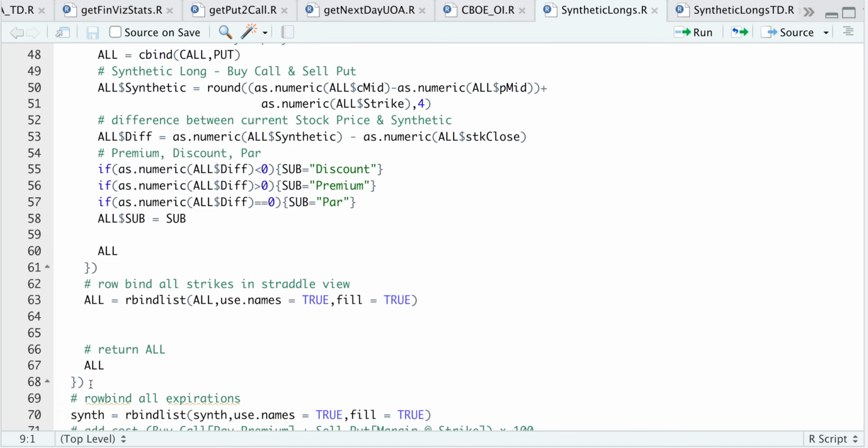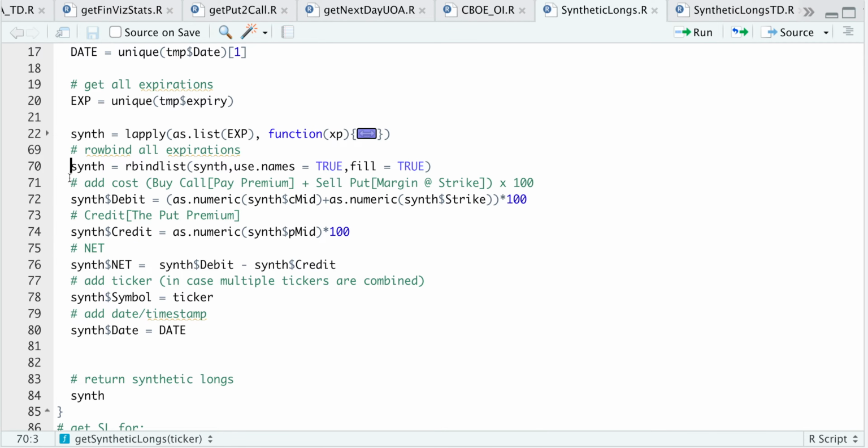So if we minimize this, after I calculate all the combinations, I'm going to add the cost of the buy side, and that's just the out-of-pocket cost. Since I'm buying the call, I need to pay the premium for that call, and since I'm selling the put, I need to put up the margin, so that becomes a cost as well. I'm going to multiply that by 100, so that'll get us our dollar cost. And on the credit side, we just get the premium for selling the put, and I multiply that by 100. If we find the difference of these two, we get our net cost. So I'm also going to be adding a column for that.